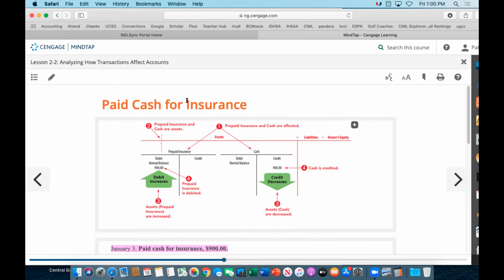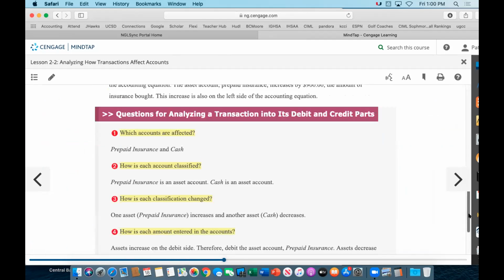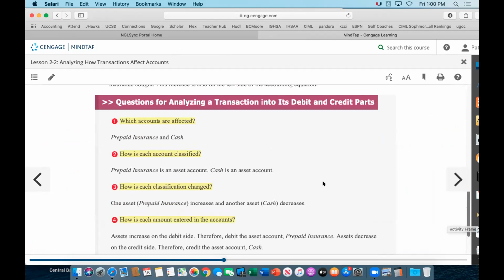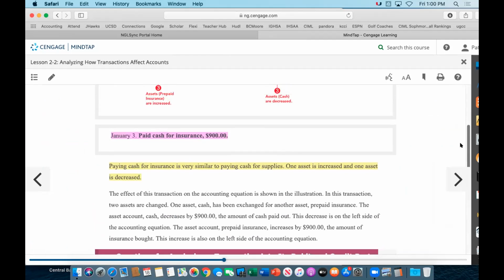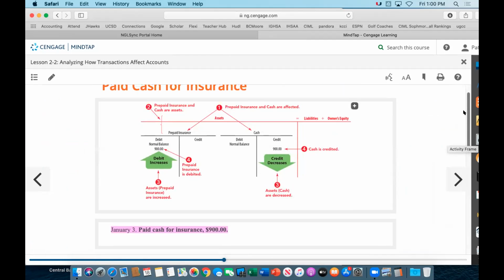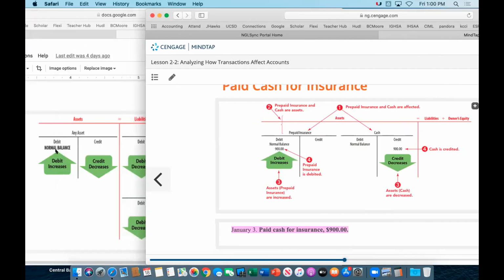Paid cash for insurance. Again, we go through those steps. If you're having a hard time, I'd read all that. Basically, it's the same thing. We are working with what accounts? Paid cash. When I see paid cash, I know for a fact it's a decrease, it's a credit. So I know cash is being credited. So what am I debiting? What am I gaining? Insurance. Insurance is a gain. How do you increase an asset? With a debit.